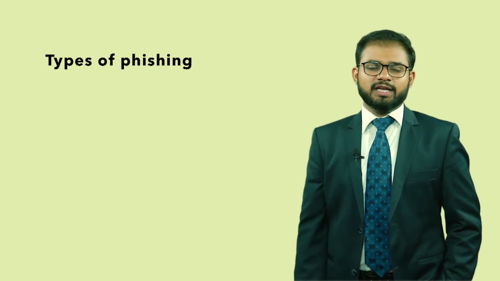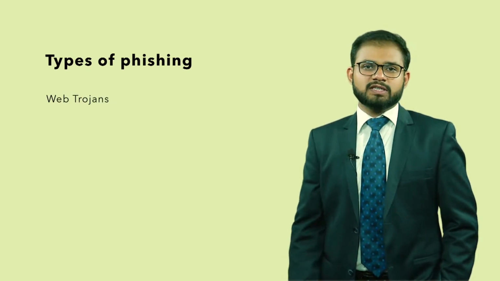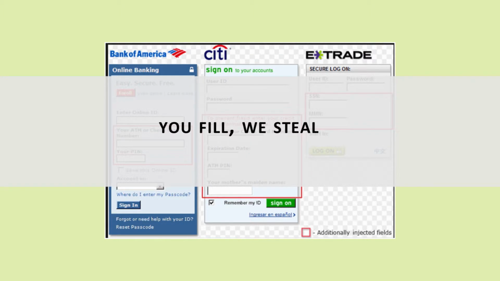The next type of phishing are the web Trojans. Web Trojans are one of the more common forms of phishing attacks. They're used by attackers as many websites are maliciously laced with such pop-ups that save the information of the victim locally and then transmit it to the attacker.